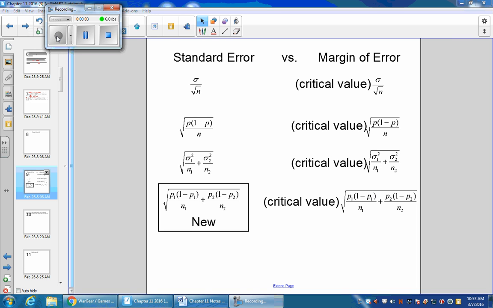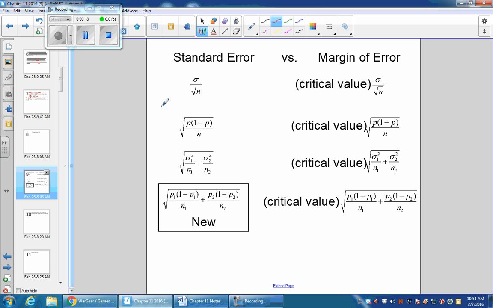In this lesson, we're going to talk about the difference between margin of error and standard error. Now, standard error you've seen many times before, in the last few chapters, where you have sigma over the square root of n, or if we don't have that, it's s over the square root of n.